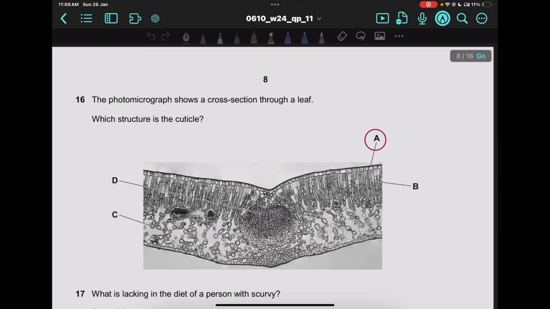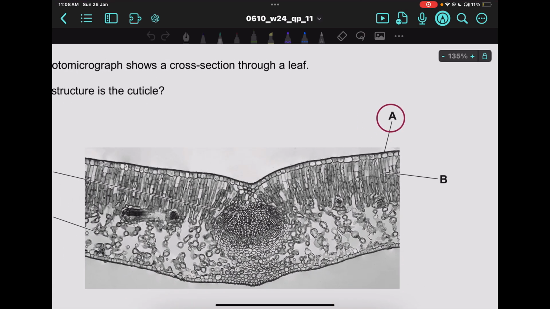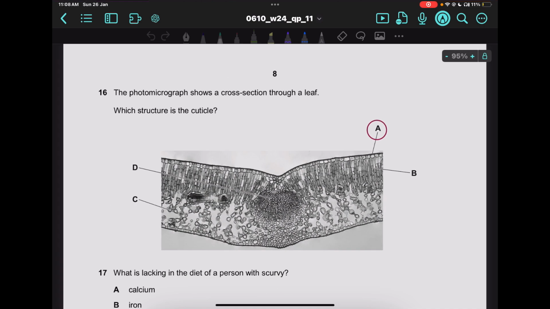16. The photomicrograph shows a cross-section through a leaf. Which structure is the cuticle? The cuticle is basically the waxy layer on top of the leaf, which is over here at A. The highest layer on top of the leaf is the cuticle.